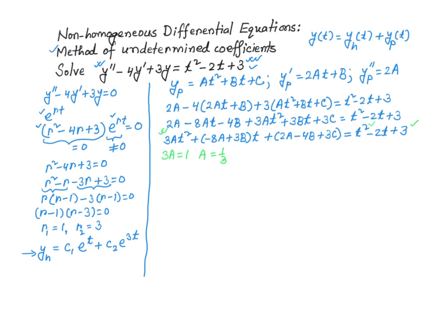Now by comparing the coefficients of t on both sides, on the left hand side we have negative 8a plus 3b, and on the right hand side we have negative 2. And by comparing the constant terms, we get 2a minus 4b plus 3c is equal to 3. Now if we simplify these terms and do the algebra, we get b is equal to 2/9 and c is equal to 29/27. That gives me my particular solution.